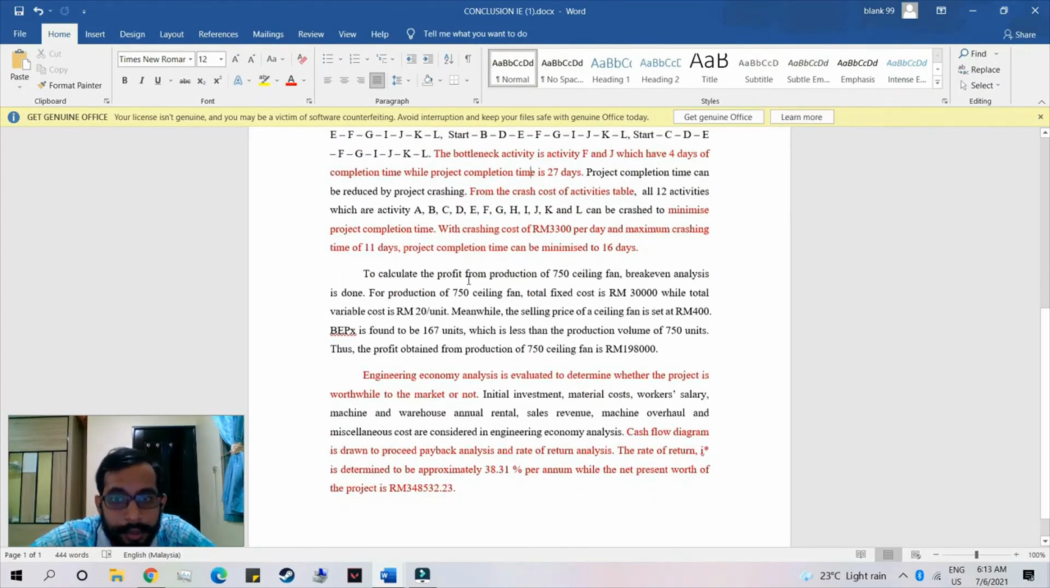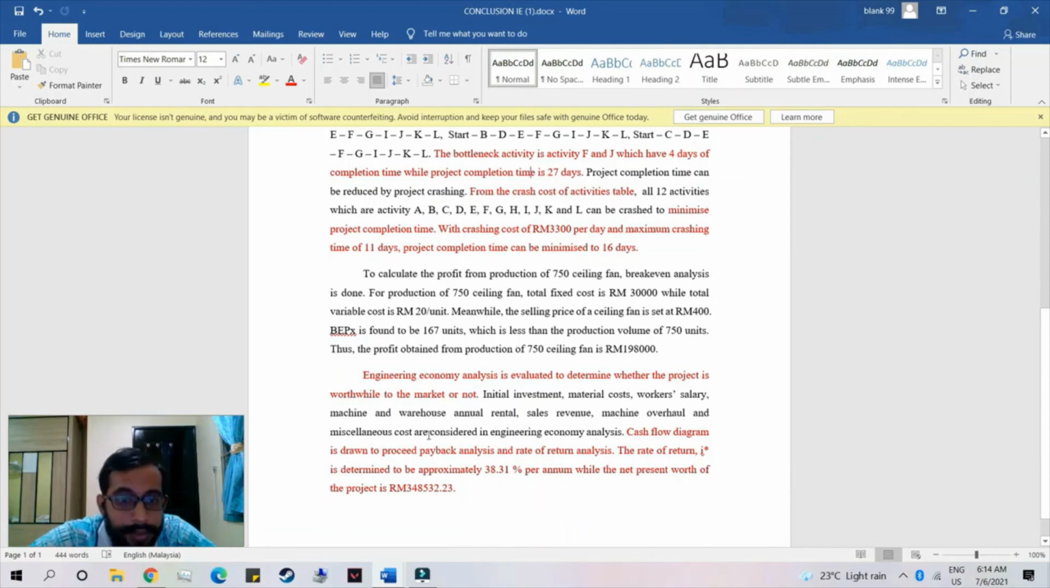To calculate the profit from production of 750 ceiling fans, break-even analysis is done. For production of 750 ceiling fans, total fixed cost is 30,000 ringgit, while total variable cost is 20 ringgit per unit. Meanwhile, the selling price of a ceiling fan is set at 400 ringgit. BEP is found to be 167 units, which is less than the production volume of 750 units. Thus, the profit obtained from production of 750 ceiling fans is 198,000 ringgit.